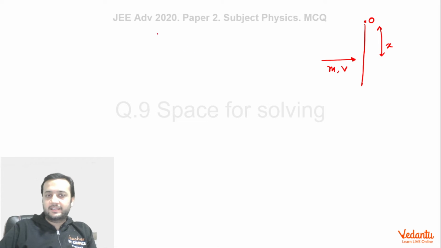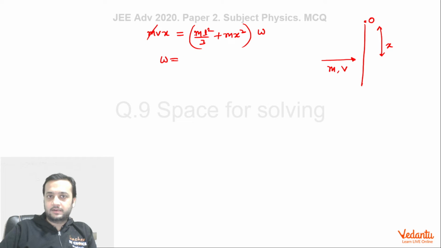So we can conserve the angular momentum about the top point. So this will give us mvx, which was the initial angular momentum of the particle about point O. The rod did not have any angular momentum. After the collision, the system will have moment of inertia as mL square by 3 plus mx square. This is the moment of inertia of the rod plus the moment of inertia of the particle, into omega. So this gives us omega, as m will cancel out, you can see over here. So what do we get? Vx upon L square by 3 plus x square, right?